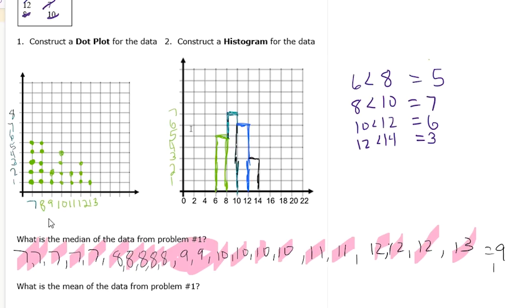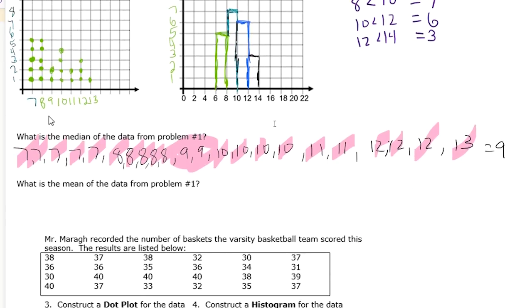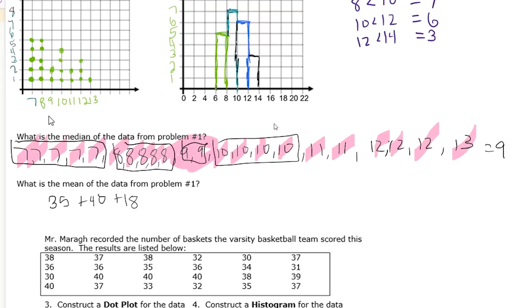Okay, now let's take a look at the mean of the data. So that one's a little more challenging to find because I got to add up all of these numbers. But that's okay. Let's do a little grouping. So I have 5 7s right here. So add all those up and I get 35. I have 5 8s, so that's 40. I have 2 9s, so that's 18. I have 4 10s, so that's 40. 2 11s, so that's 22. I have 1, 2, 3 12s, so that's 36. And then 1 13. And then we're going to just add all those up.